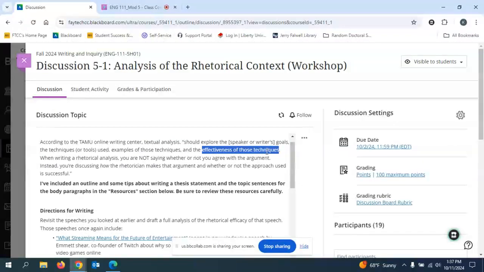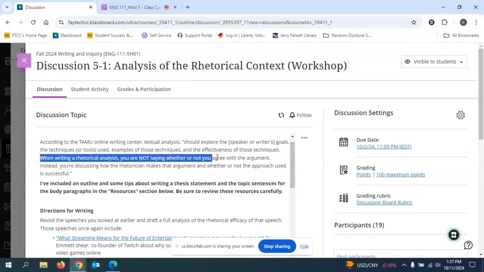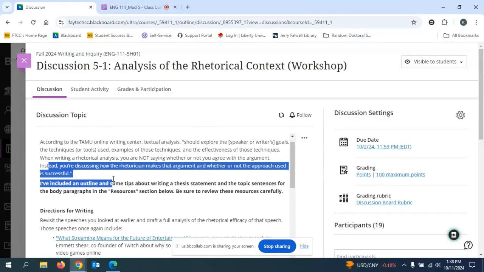You're going to have to determine whether that speaker has been effective at convincing or persuading their audience. It says, when writing a rhetorical analysis, you are not saying whether or not you agree with the argument. Really, your emphasis is not on the content. Your emphasis is on how this person goes about trying to persuade people. So you're discussing how the rhetorician makes that argument and whether or not the approach used is successful.